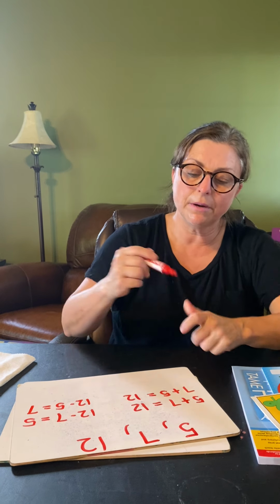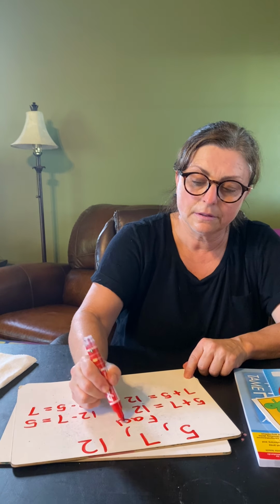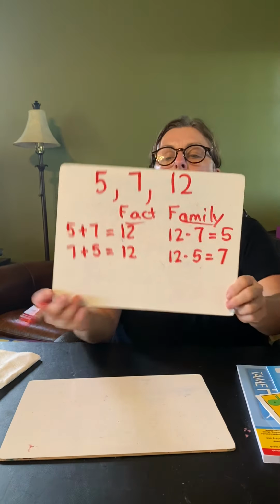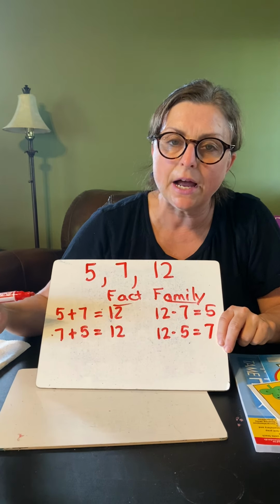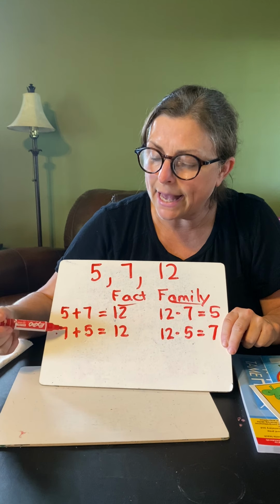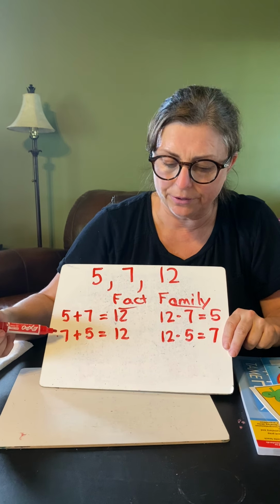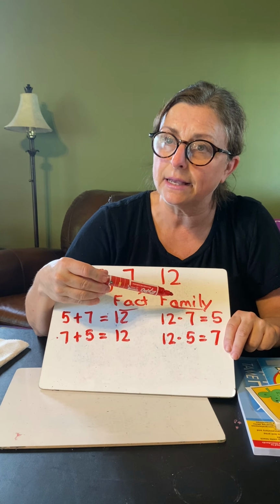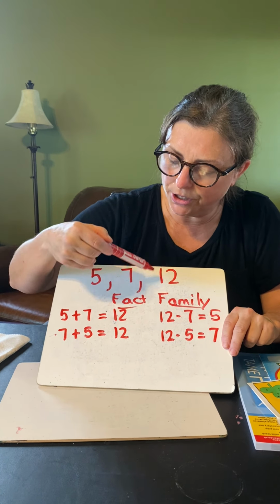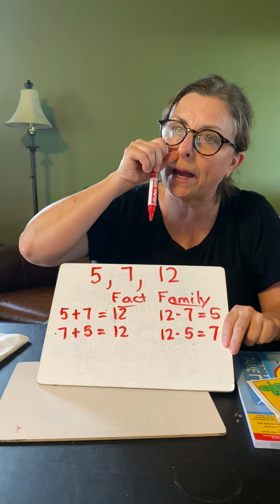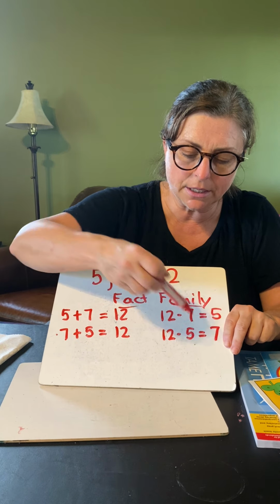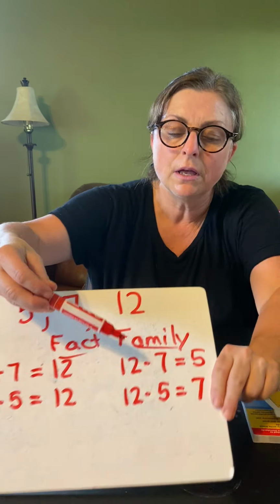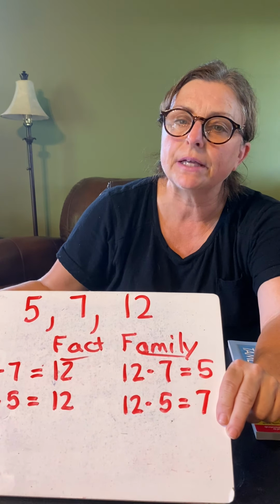I am ready with my fact family. My 2 addition problems, 5 plus 7 equals 12, 7 plus 5 equals 12. Remember, when we're adding numbers together, it doesn't matter what order they're in. But in subtraction, it does. We're going to start with the largest number of our fact family, which is 12. 12 minus 7 equals 5. And then we're just going to switch those last 2 numbers. 12 minus 5 equals 7.